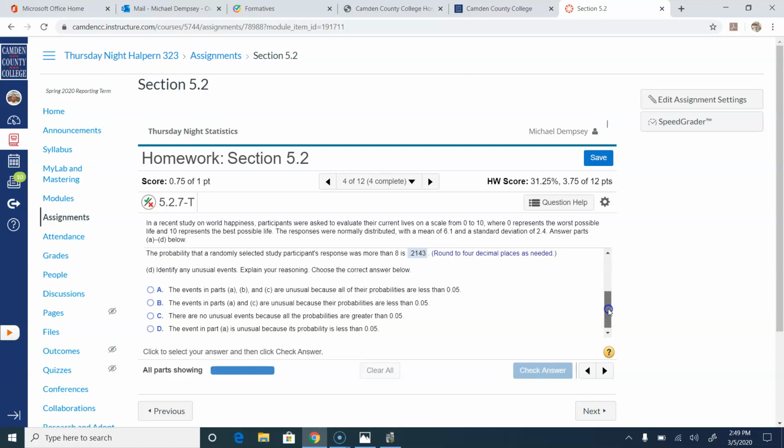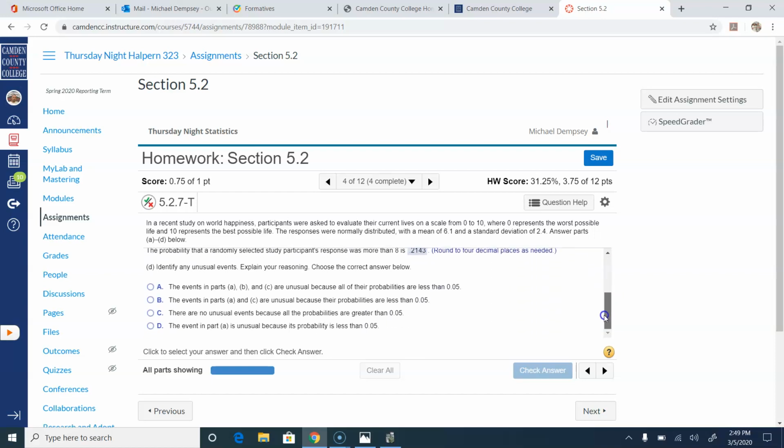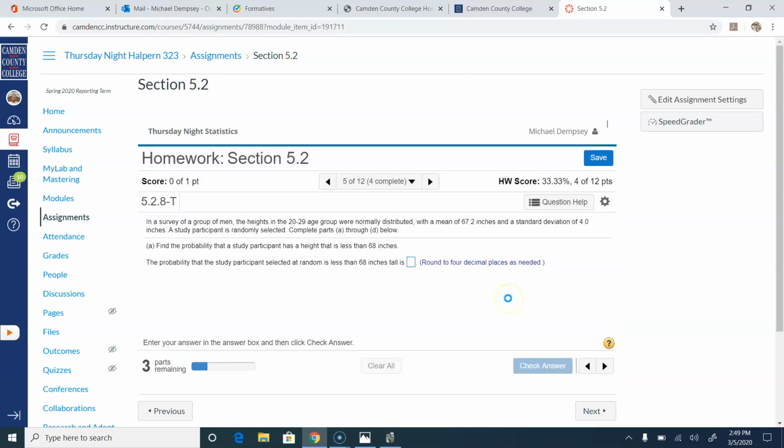Okay, so down here they're asking me whether any of these probabilities are unusual. None of them are less than 0.05, so none of these events are unusual. So we'd say there are no unusual events in there. And we can move on.